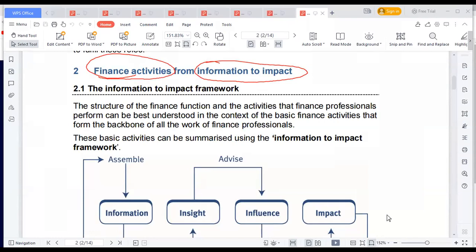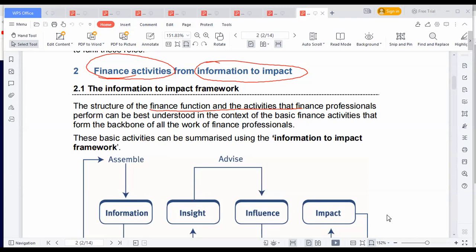It says the structure of the finance function and the activities that the finance function performs can be best understood in the context of the basic finance activities that form the backbone of the work of financial professionals. What it means is that we can understand the activities performed by the finance professionals by looking at the information to impact framework. You understand what I'm saying? So that is the guide to the activities performed by the finance profession.